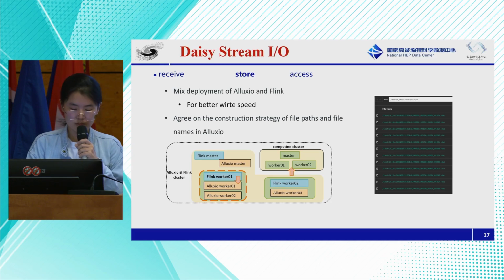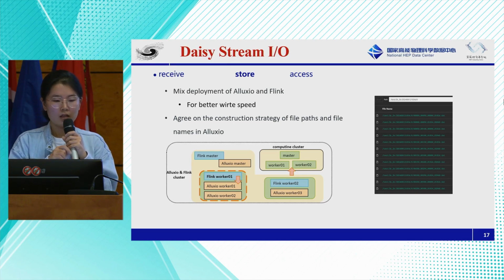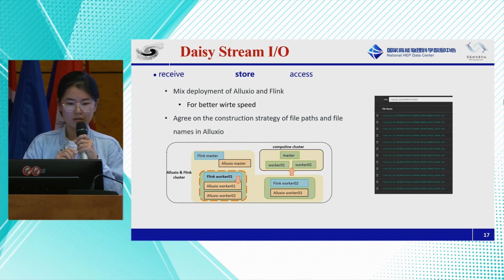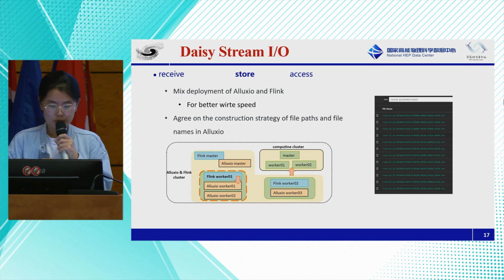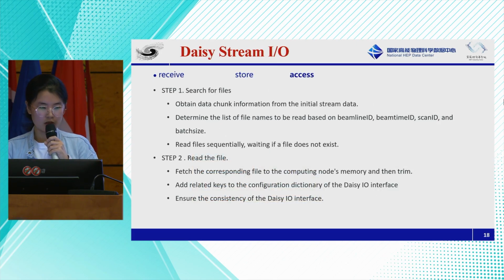To store the streaming data, we have a mixed deployment of Alluxio and Flink. Thus, the worker of Flink and the worker of Alluxio are deployed on one machine. Its aim is for better write speed, because it avoids another transfer in the network. And we agree on the construction strategy of file path and file name in Alluxio for users. Because we know the rules of how we construct the path, we can get the file path we want to read without listing the directories.